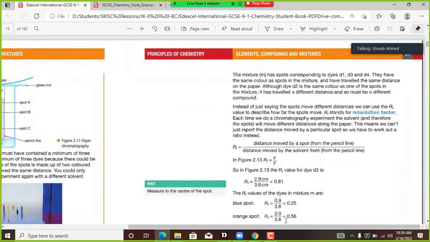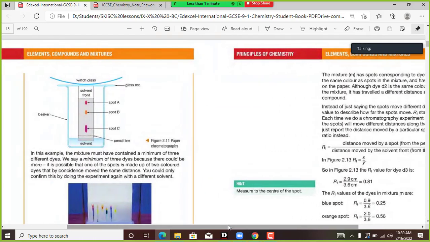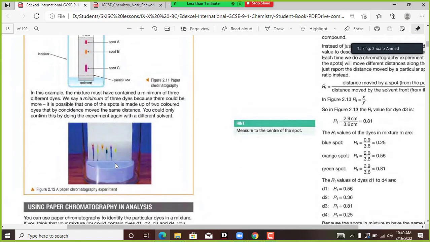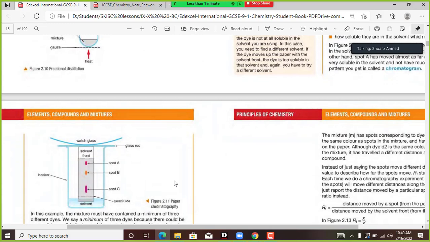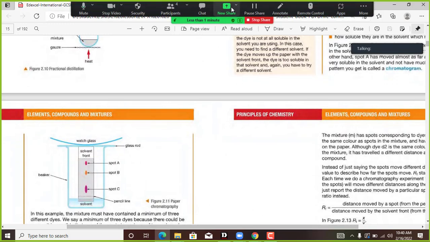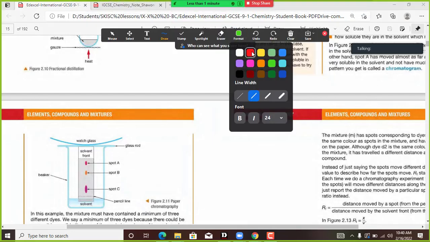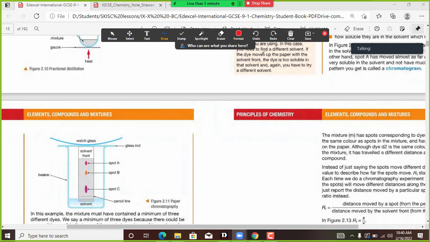What is paper chromatography? Look at this. At first you take a beaker, and you take a solvent.